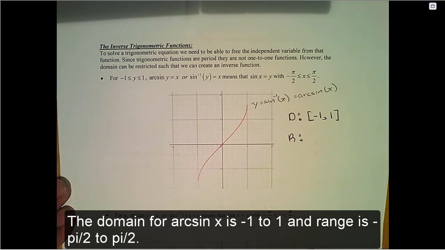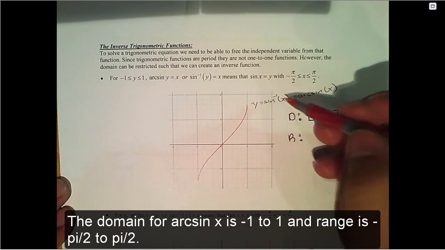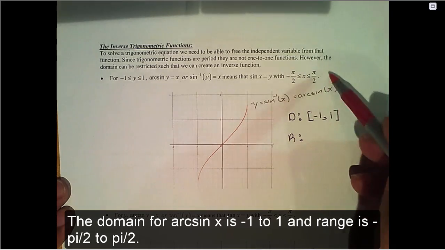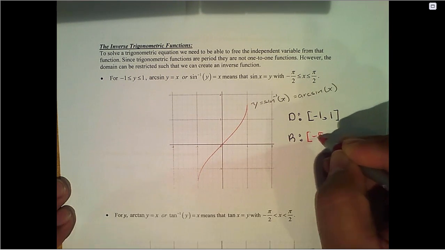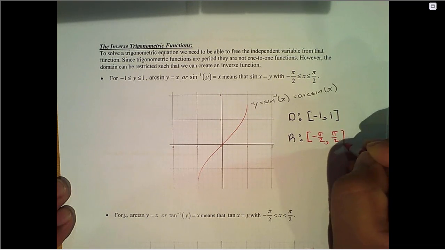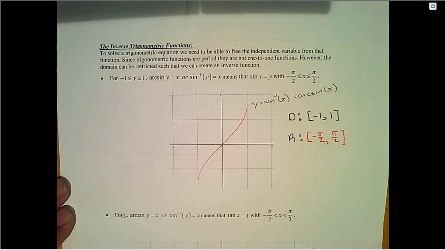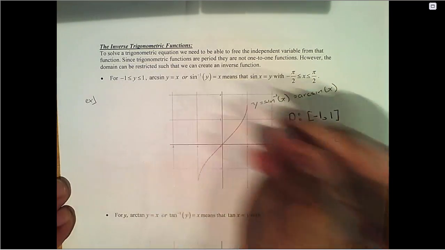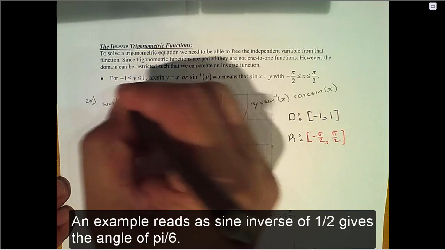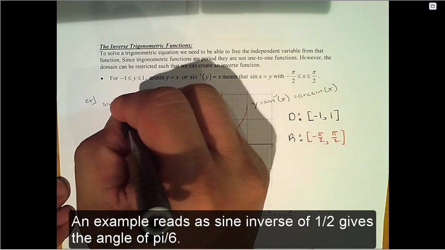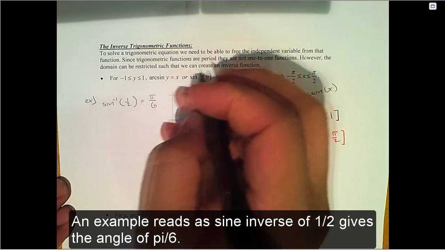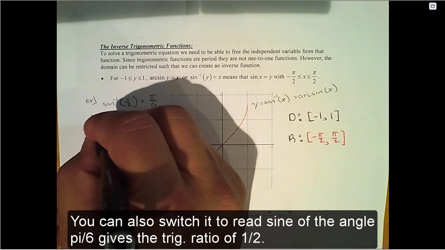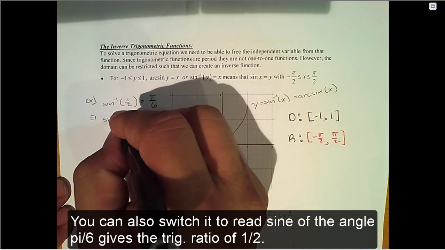The domain for arc sine of x is negative 1 to 1, and the range is negative pi over 2 to pi over 2. An example reads as sine inverse of 1/2 gives the angle of pi over 6. You can also switch it to read sine of the angle pi over 6 gives the trig ratio of 1/2.